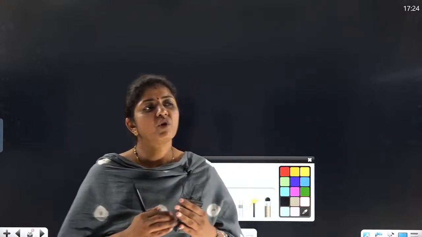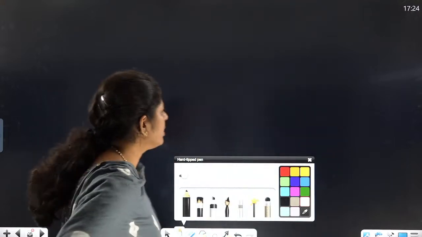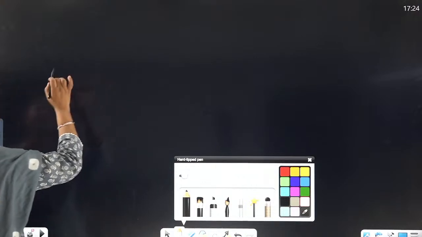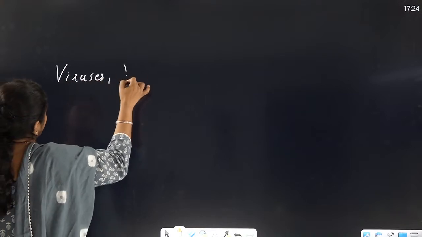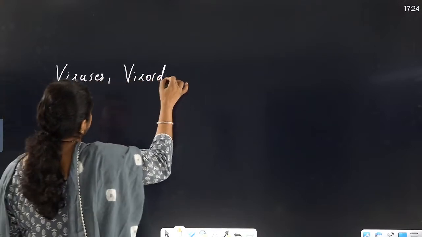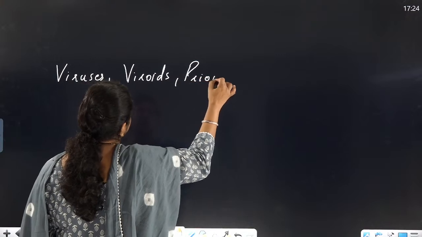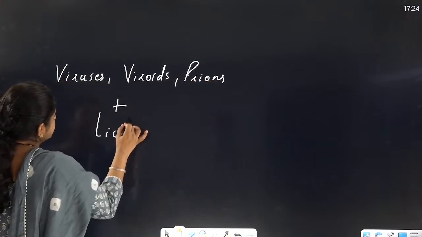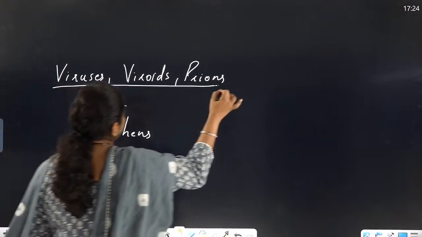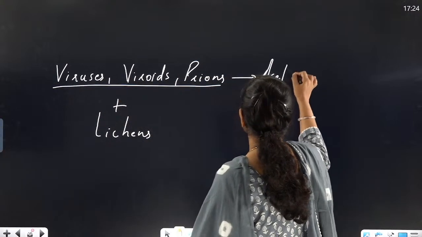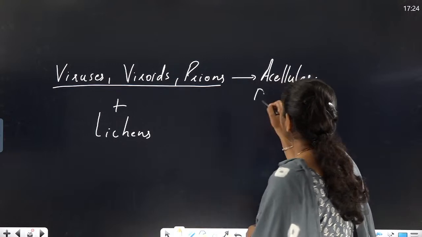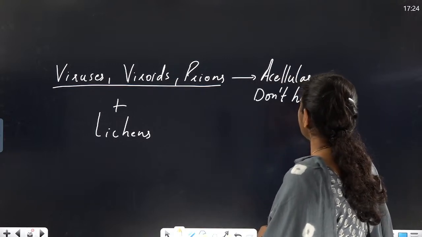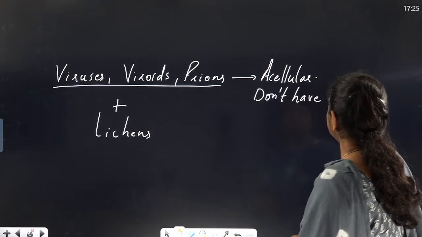But R.H. Whittaker, one of the reasons for its failure, one of the reasons I am saying, is that the 5 kingdom classification was not classifying the viruses, viroids and the prions, and add on to that the lichens as well. These all are what thing? Acellular structures which do not have independent existence.